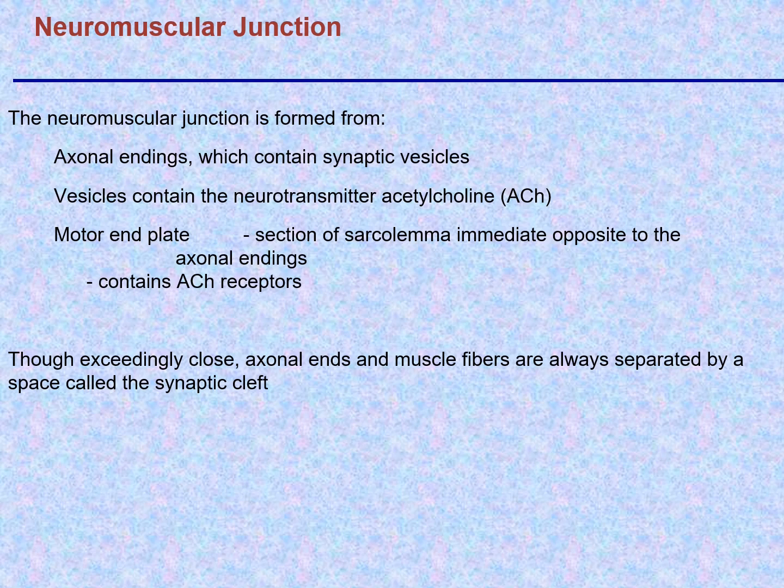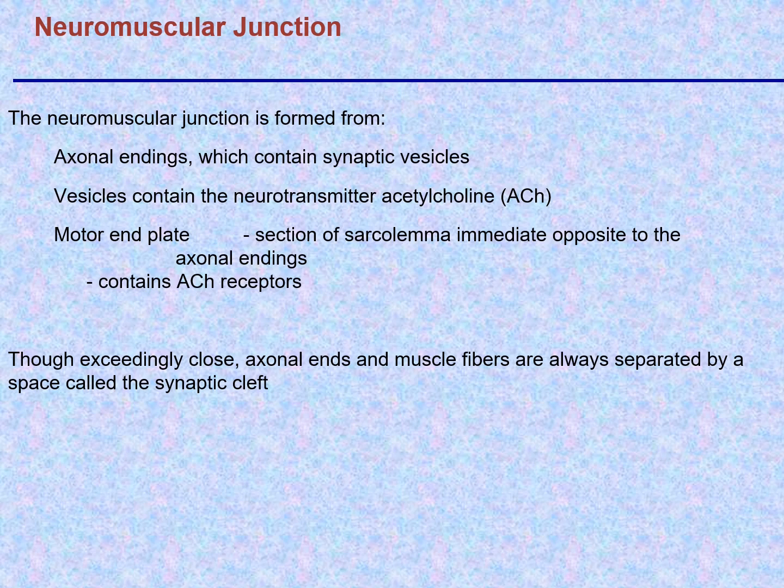And at the end of those axons of the motor neuron are the endings, and they contain vesicles, membrane-bound structures, phospholipid membrane-bound organelles inside the endings, and those vesicles contain neurotransmitter. The neurotransmitter of the somatic nervous system that innervates skeletal muscle is always acetylcholine, and it's always excitatory.